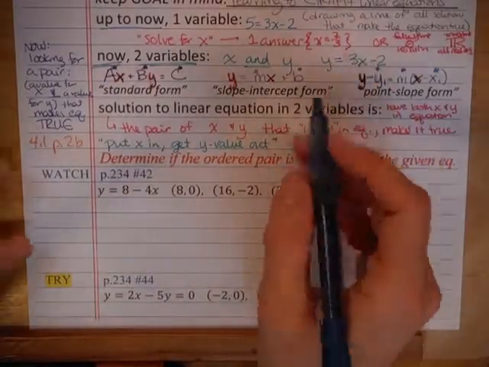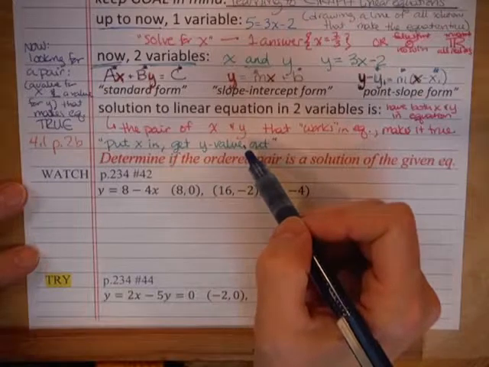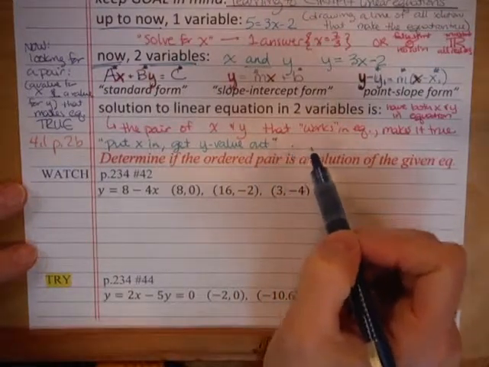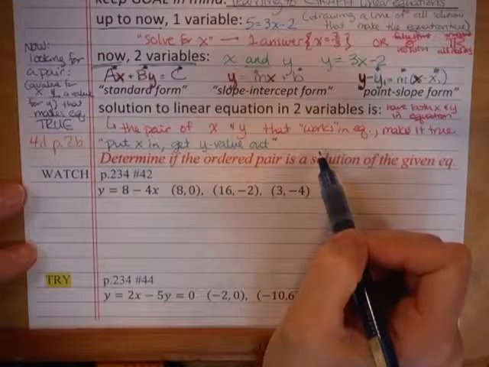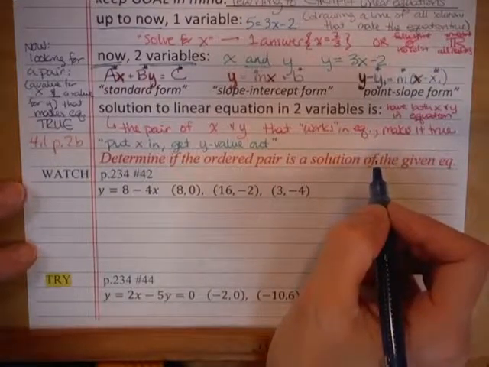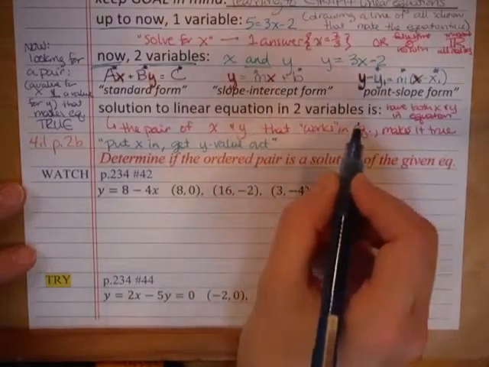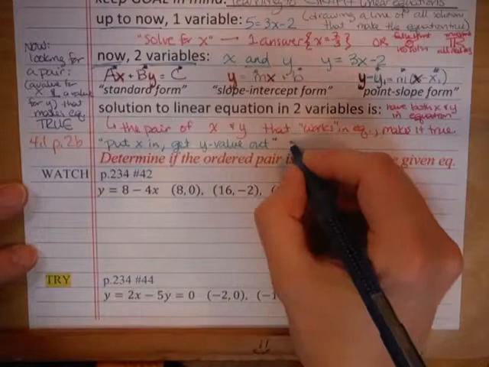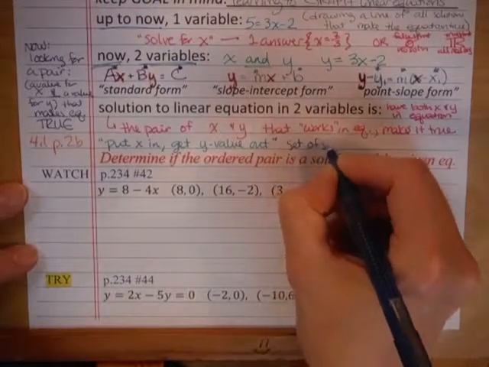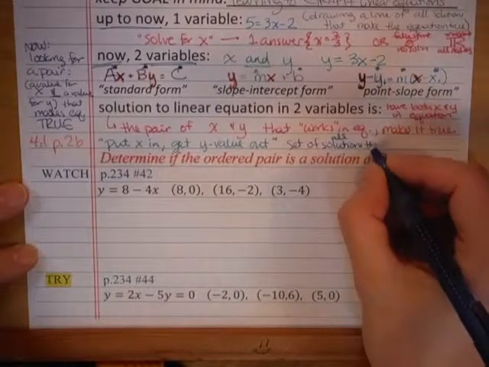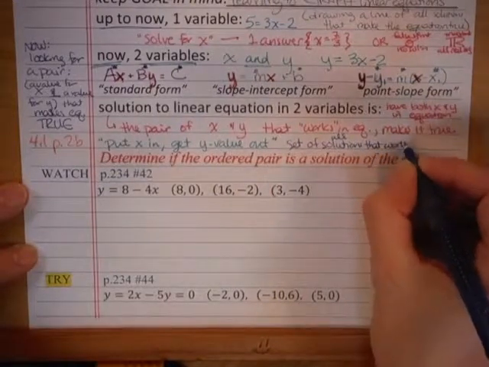Here's the key piece. When there was one variable, we had one answer. Either it was a single number, or it was a false statement that gave you no solution, or it was a true statement that gave you all real numbers. Everything works. Okay? With two variables, your set of solutions is a line. Your set of all solutions that work in the equation creates a line.